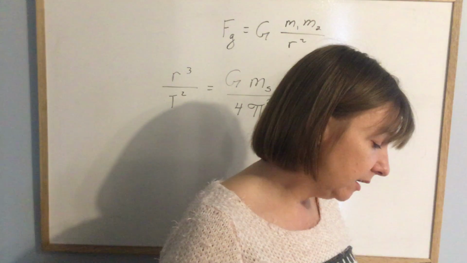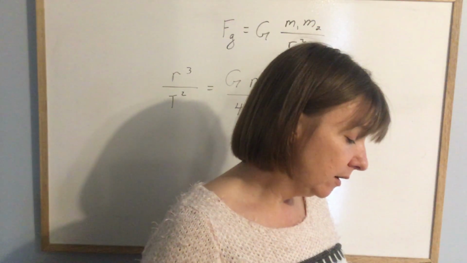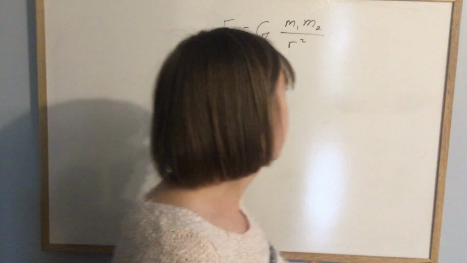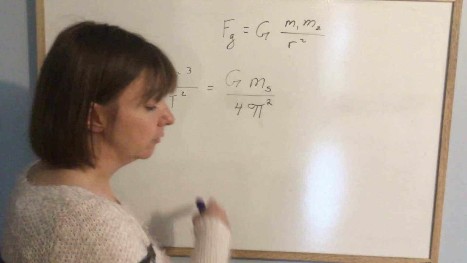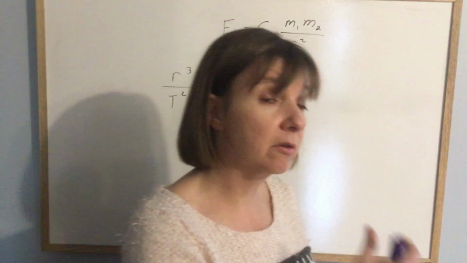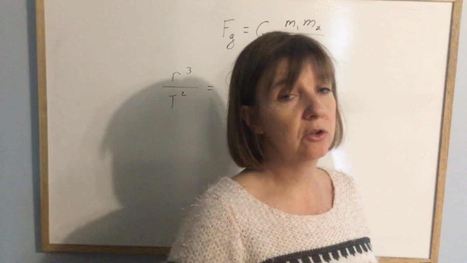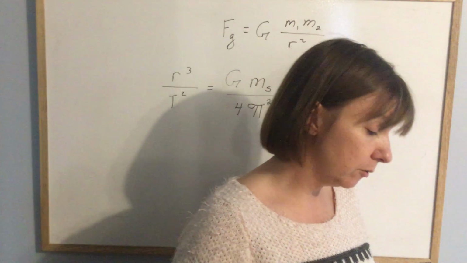And he used this formula that we have here now to calculate the mass of the sun, which you could then use to figure out the mass of the other planets.